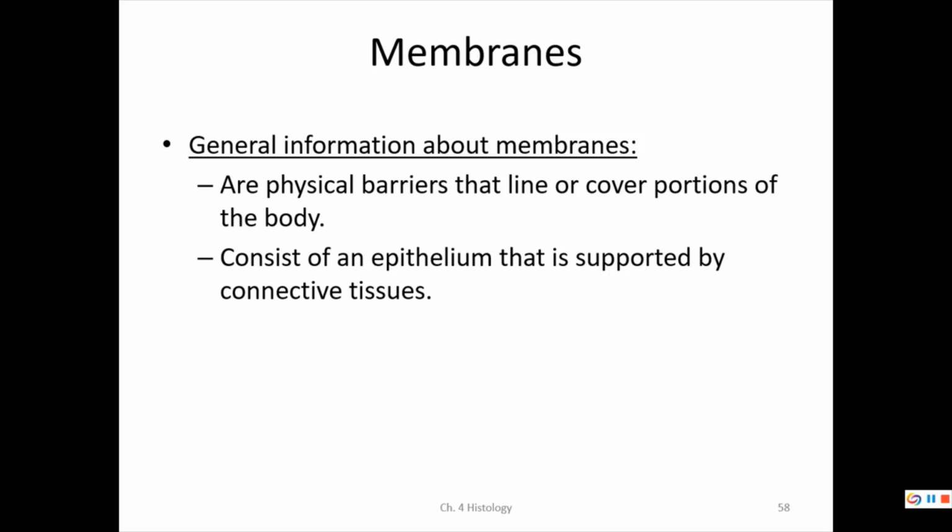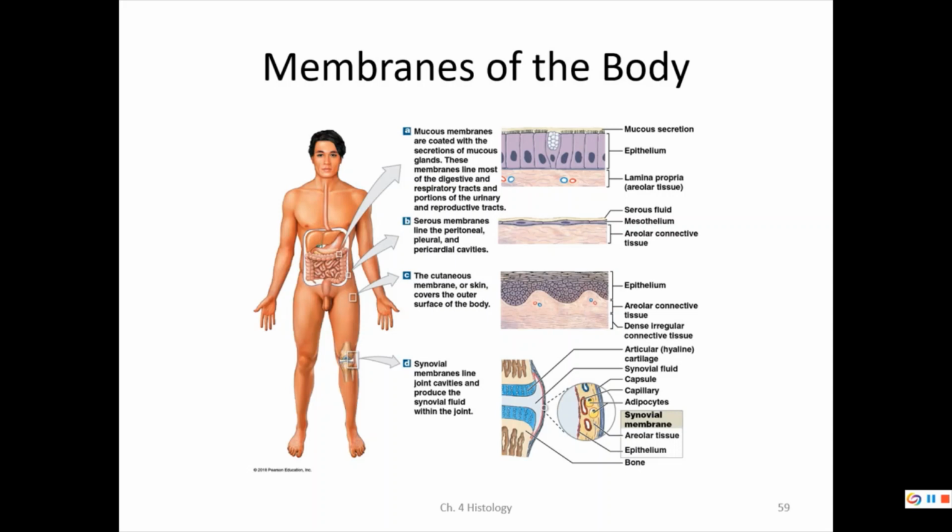Now, sometimes we add things on top of the epithelium, like mucus. But we're going to see that we have an epithelium and connective tissue supporting that epithelium, okay? But they cover parts of the body. Like the outside of the body, you have a membrane. Inside the body, there's multiple membranes. So let's look at them. The membranes are going to be mucous membranes, serous membranes, cutaneous, and synovial membranes that we're going to see. So let's take a look at these membranes.